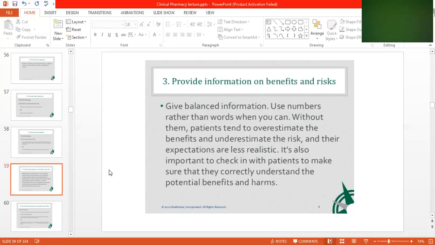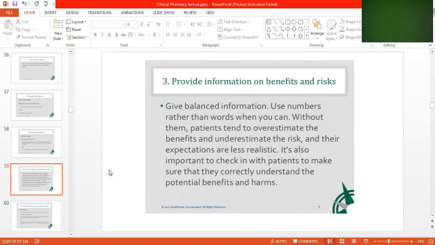Provide information on benefit and risk. Means you have to provide information to the patient that these are the benefits from the treatment and these are the risks along with this treatment. Give balanced information, use numbers rather than words when you can. Without them, patients tend to overestimate the benefits and underestimate the risk, and their expectations are less realistic.